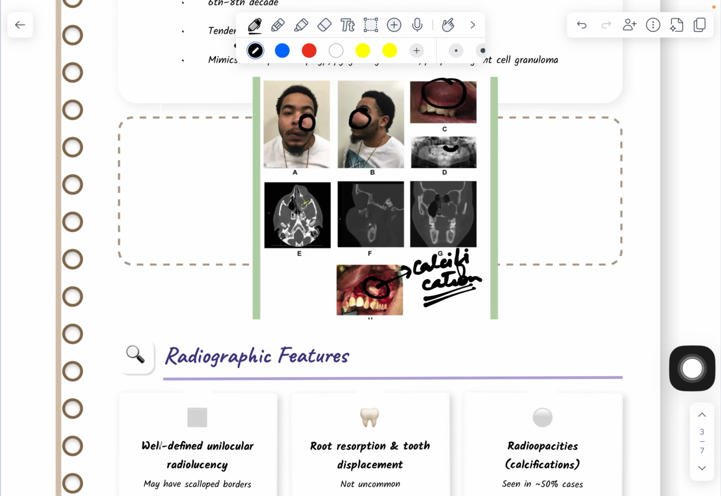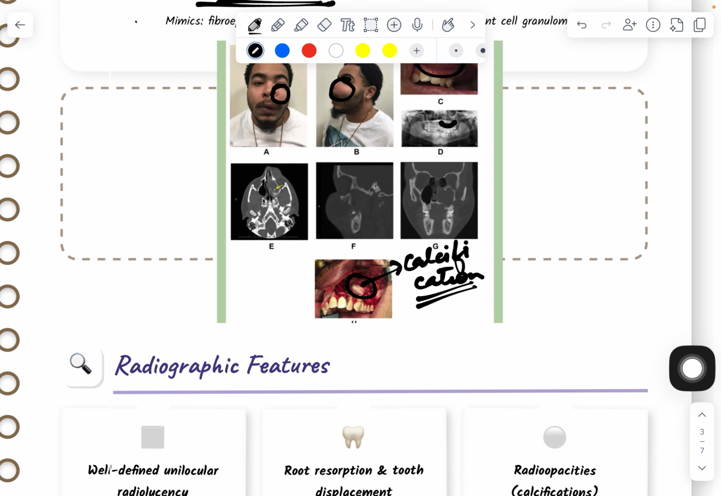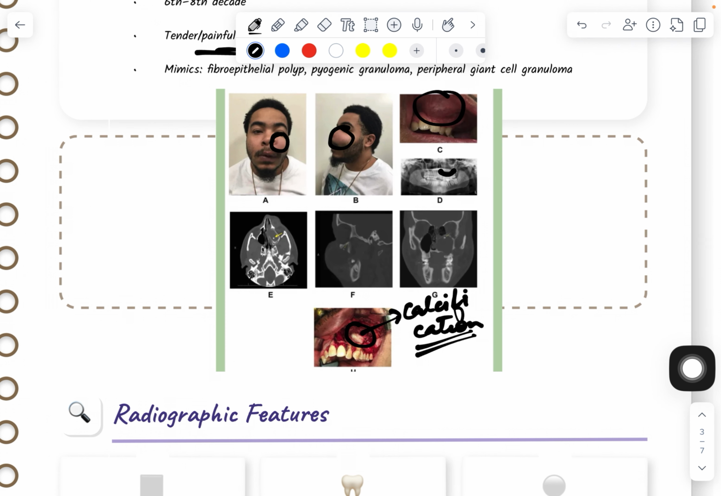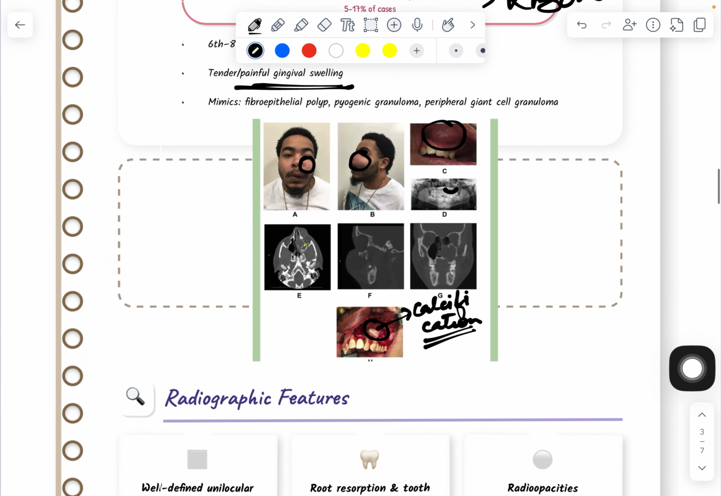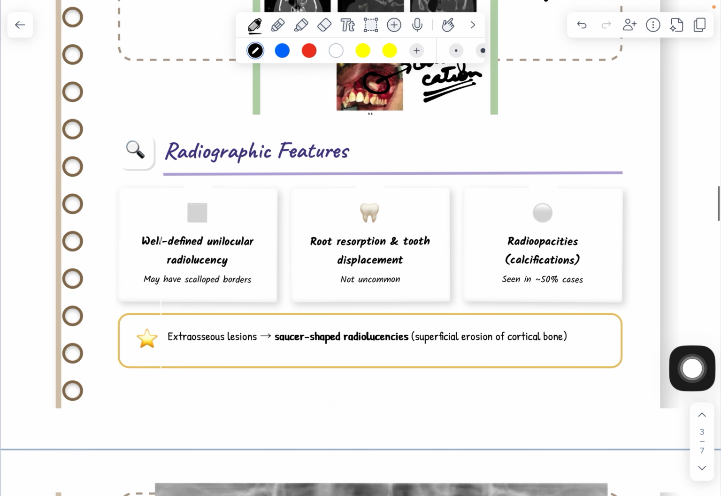So you can see the calcification right here. Done. This is the clinical picture. It was taken from an article. I'll share the link of the article. Just comment it down and I'll send it to you.